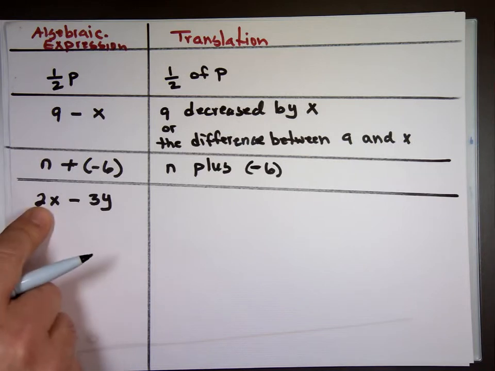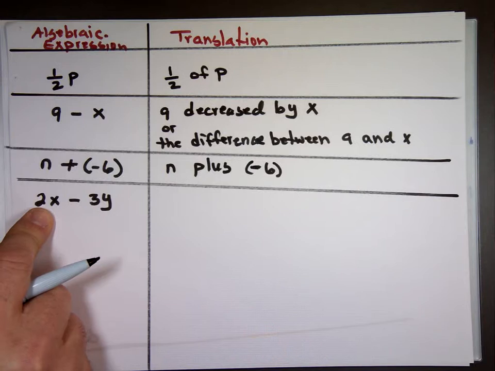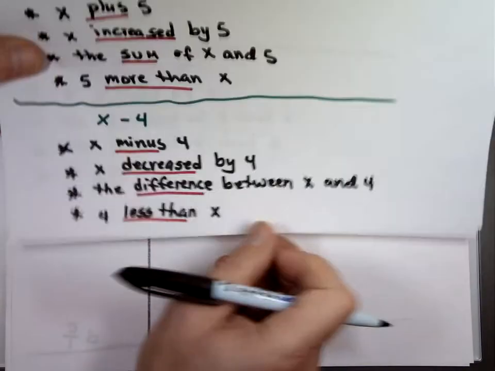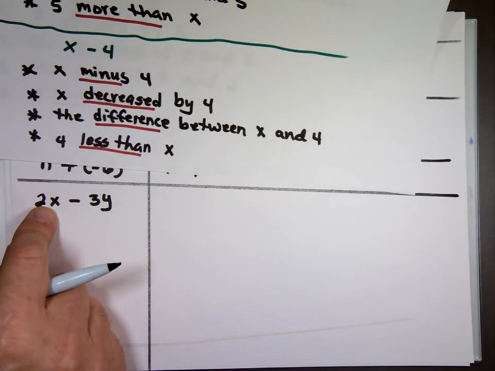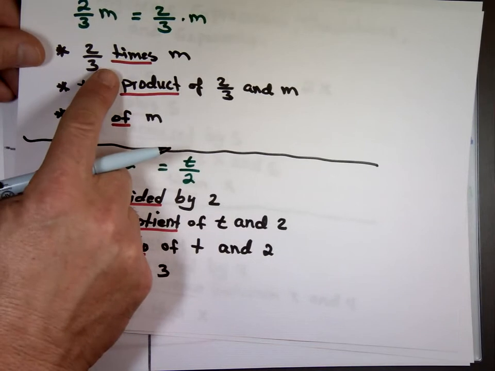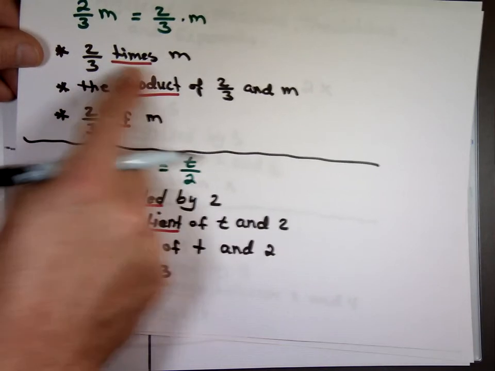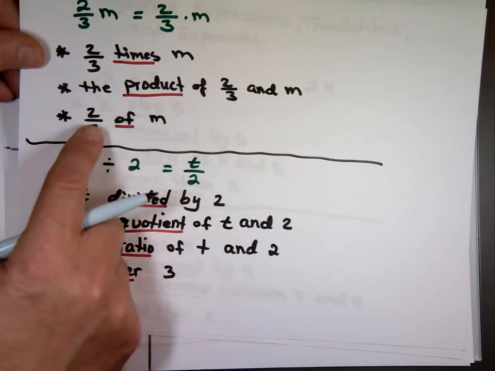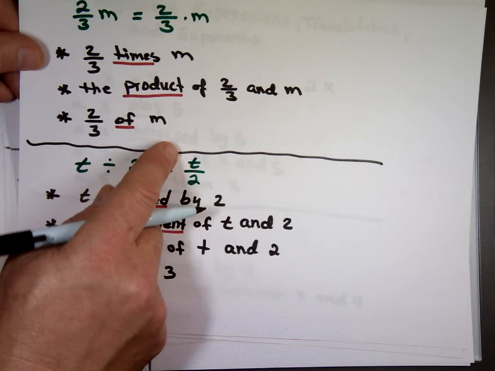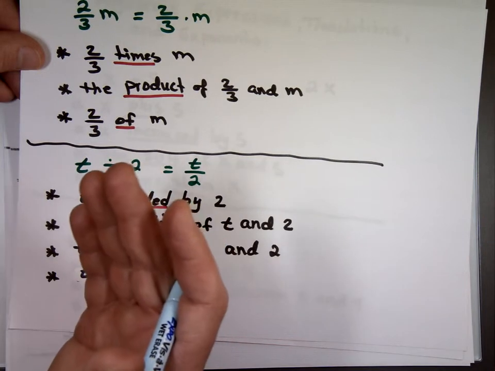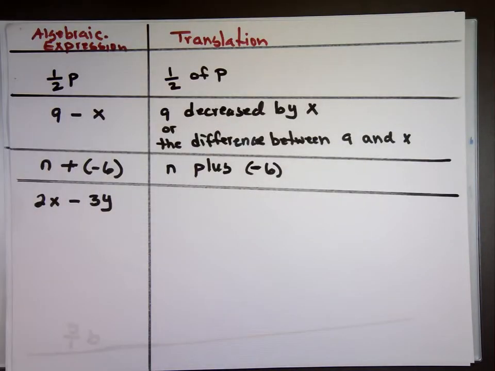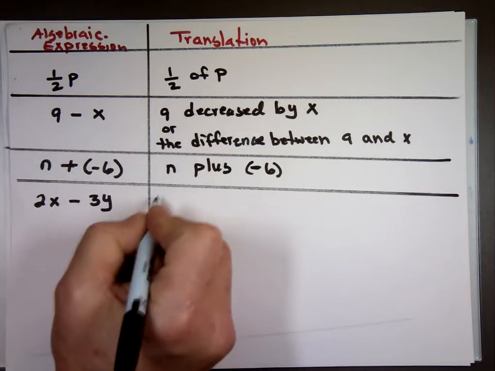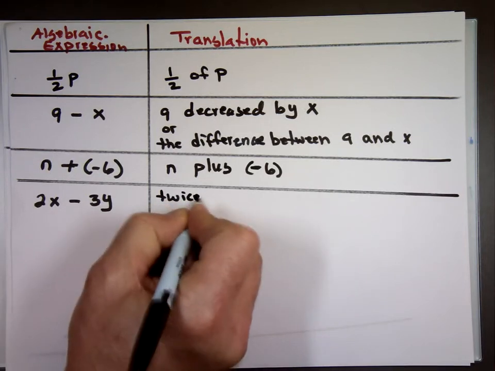Let's look at the first one. 2x. How do you write 2x? That's a multiplication. Well, not sum. Sum means addition. So we have a multiplication. I can say 2 times x, right? The product of 2 and x. 2 of x sounds silly. That doesn't sound right. When it's 2, a lot of times we just write twice x. Or 2 times x, twice x.